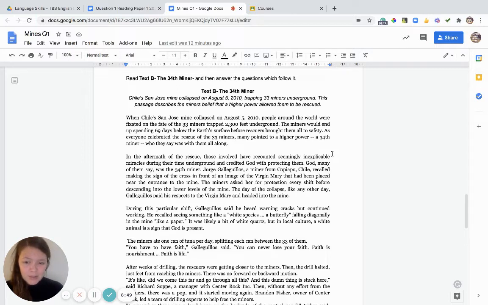The miners ate 1 can of tuna per day, splitting each can between the 33 of them. You have to have faith, Gallegos said. You can never lose your faith. Faith is nourishment. Faith is life.